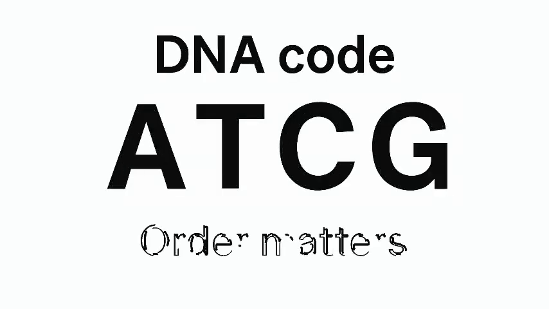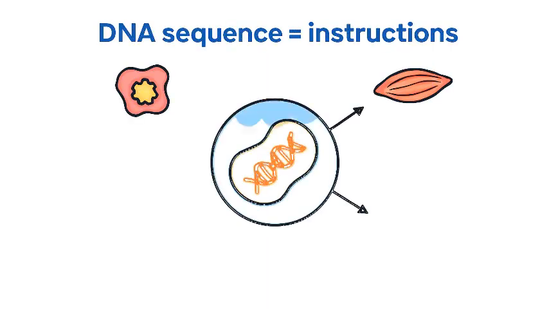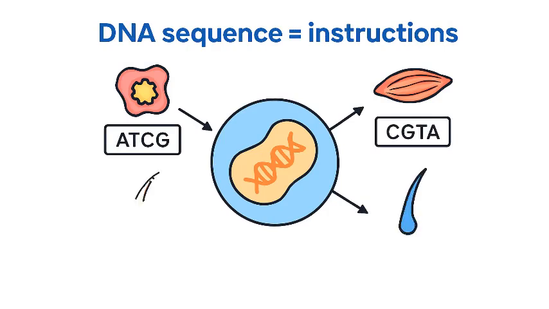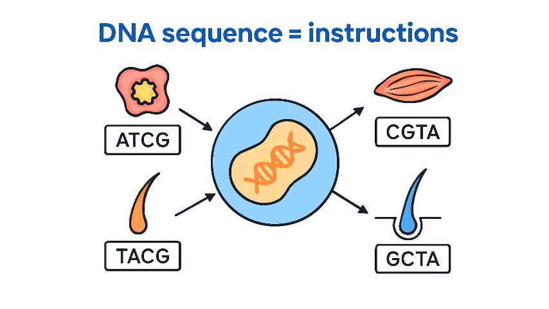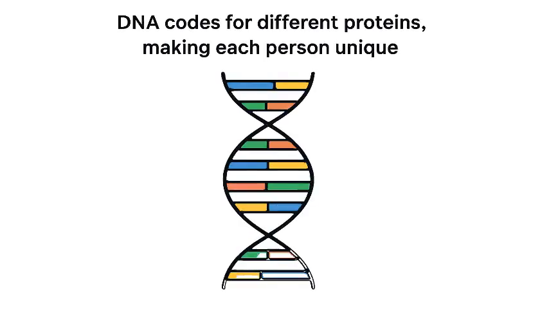Just like the order of letters in a sentence changes the meaning, the order of A, T, C, and G changes the instructions. Your cells read this code to build proteins, which do almost all the work in your body. Different sequences of DNA lead to different proteins, and that helps make each person unique.